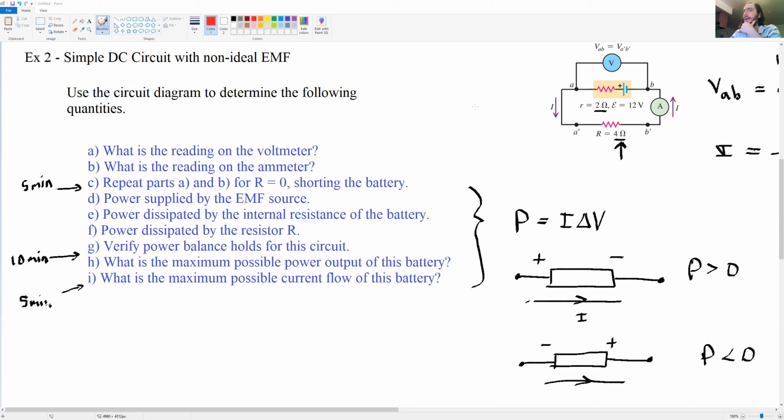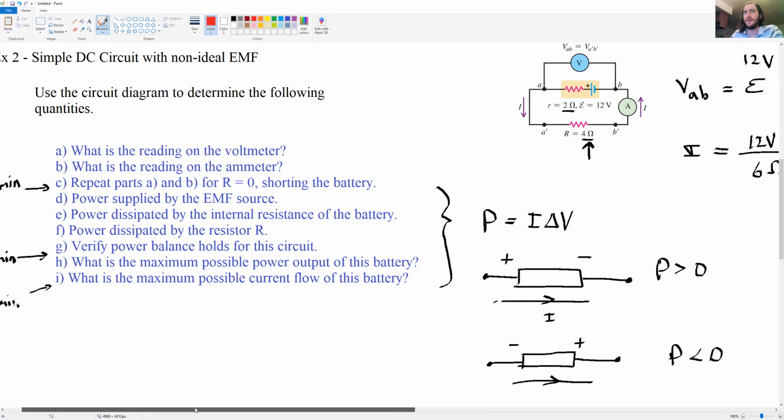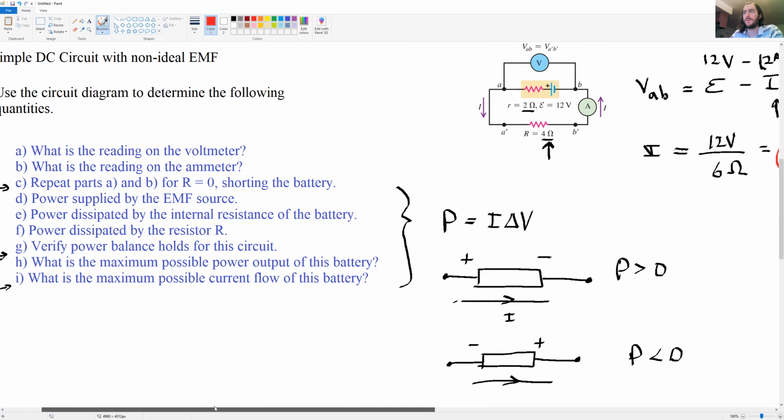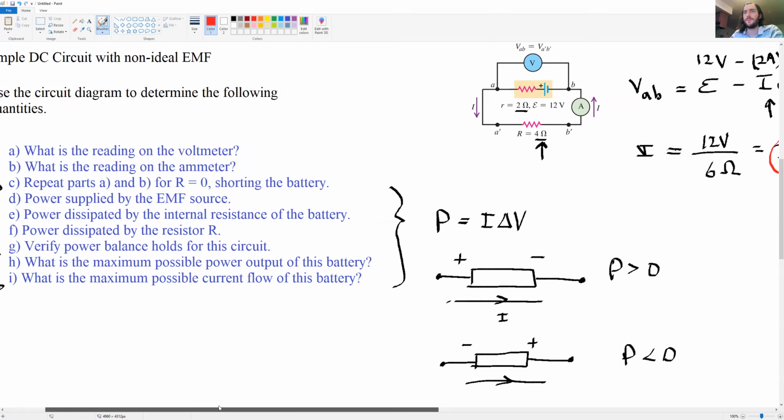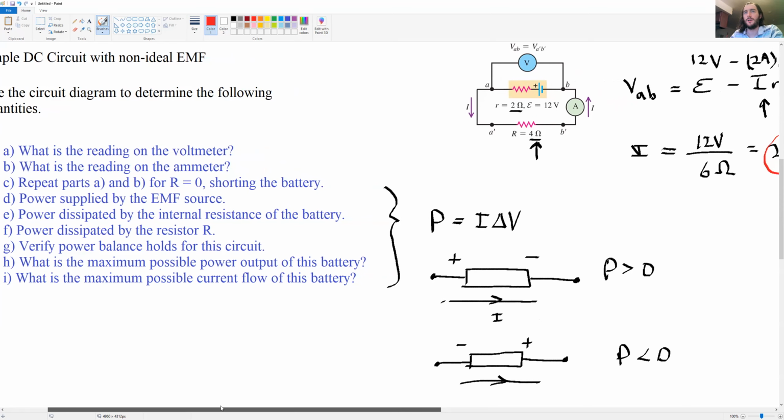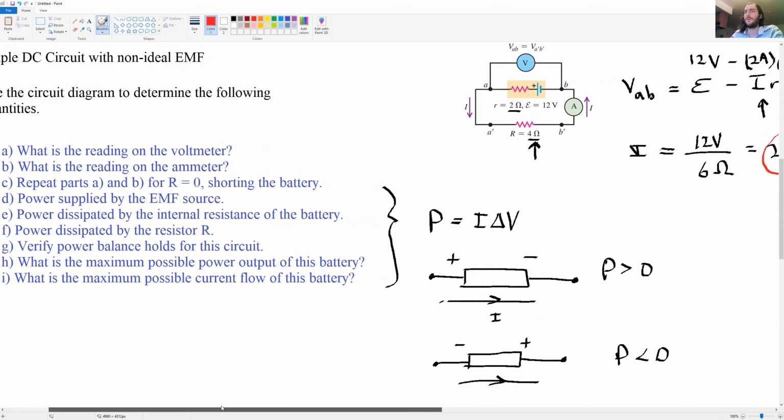Let's go ahead and take a look at all four of these parts now, D, E, F, and G. So I'll go through them now for you guys. So D is power supplied by the EMF source. E is power dissipated by the internal resistance of the battery. F is the power dissipated by the resistor R. And verify power balance holds for this circuit.